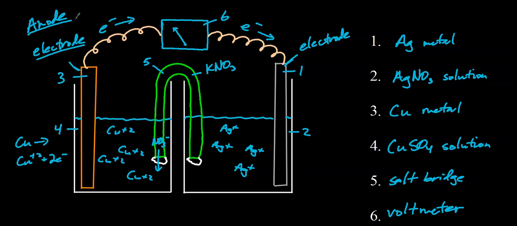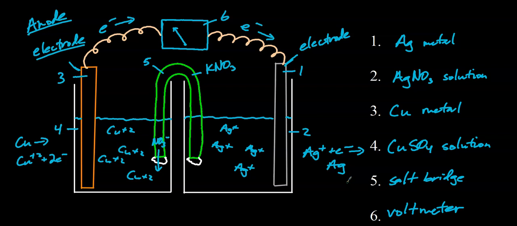On the other side, what's happening? We have silver ions that are being reduced to make silver metal. So we are losing positive ions from the solution. Those positive ions are turning into silver atoms. So how do we keep this solution neutral? This solution is becoming less positive, if you will, more negative, however you want to look at that.